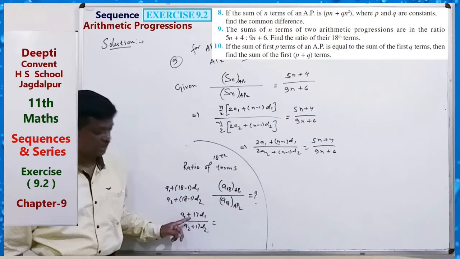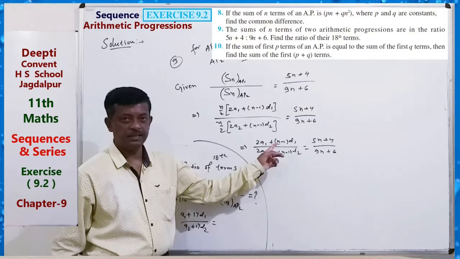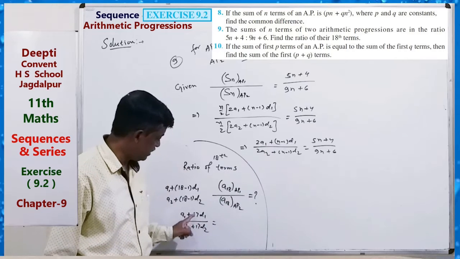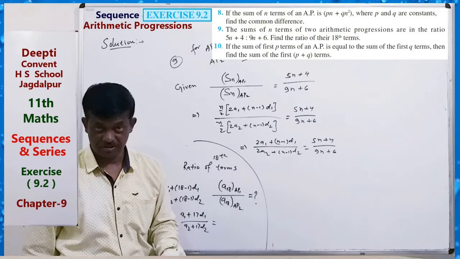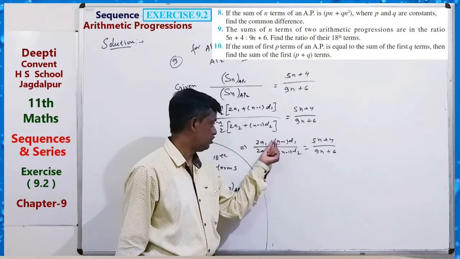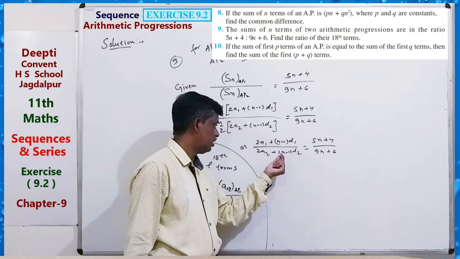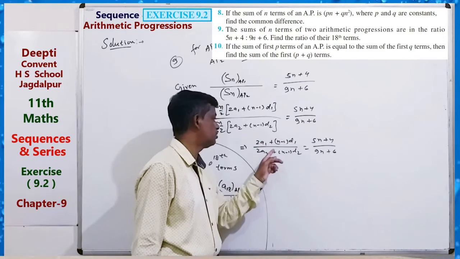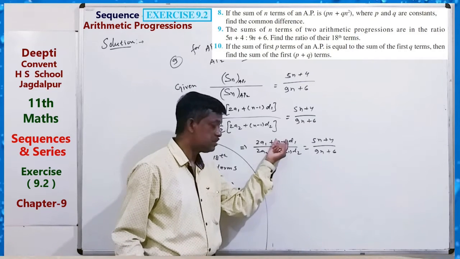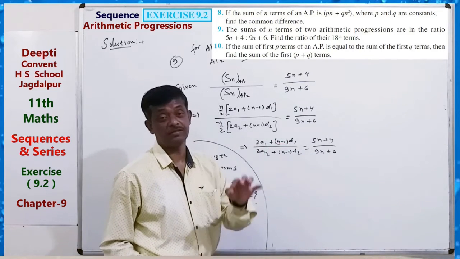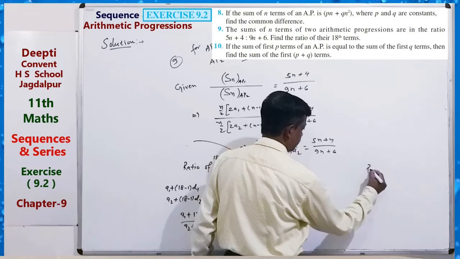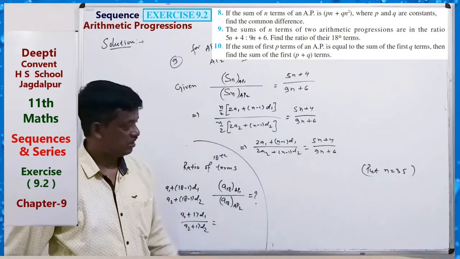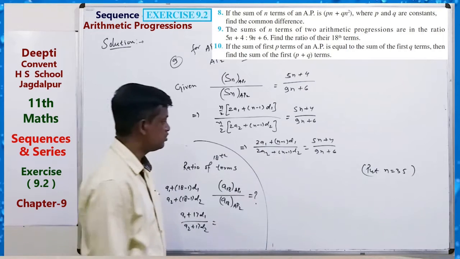To get 17 here, twice 17 is 34. If here it is 34, then we can take 2 common, also in the denominator, and the 2 cancels. Then A1 plus 17 D1 over A2 plus 17 D2 we can get. For getting 34, we can put n equals 35 in this relation involving n. So n equals 35.